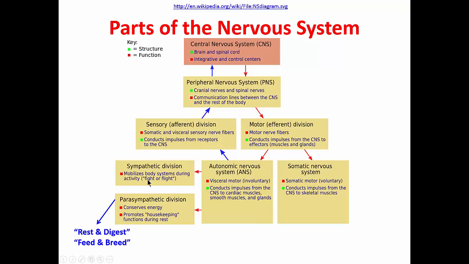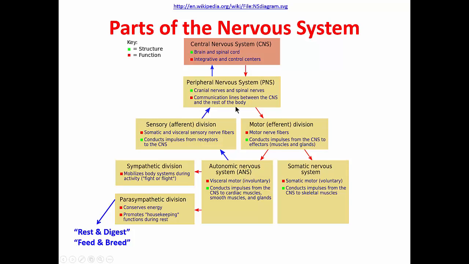And to keep the rhymes going, if this division is fight or flight, then this one is rest or digest. Also, this one plays an important role in feeding and breeding, or sexual behavior. So we have these two working largely in opposition to each other within the autonomic nervous system. And that contrasts with the somatic system, and those are two important components of the peripheral nervous system.